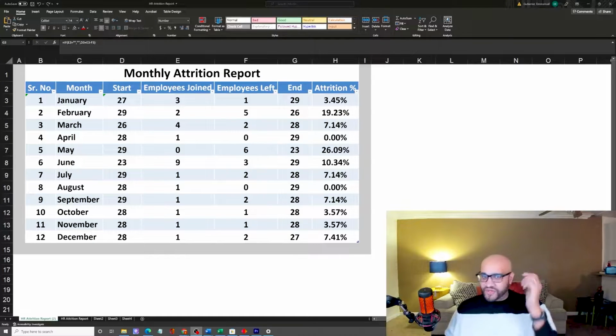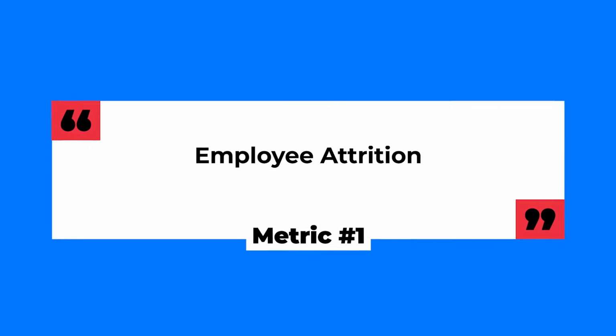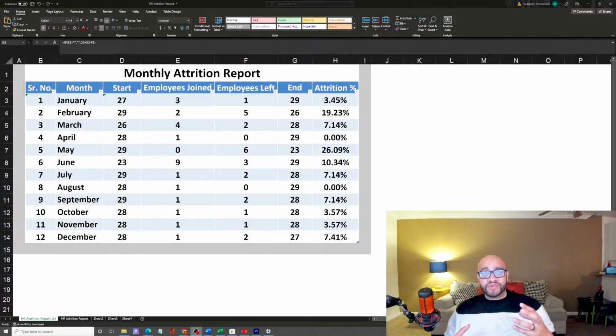So let's jump right into it. When it comes to employee morale, I would argue the number one metric that most companies rely on is attrition. And what is attrition? Attrition is essentially a percentage of how many employees are leaving your company versus how many are remaining. A lot of companies will look at it in different time cycles. Most companies will look at it monthly, right?